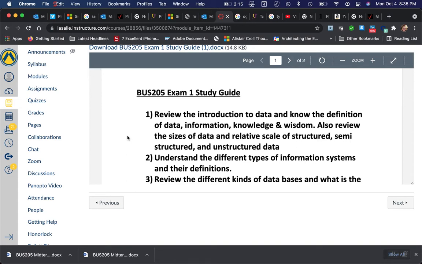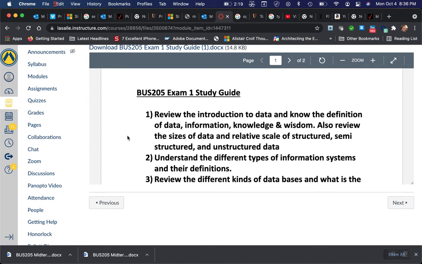Remember, we talked about structured data versus unstructured data. 80% of data is actually unstructured, and 20% is structured. That's a rule of thumb. Also make sure you review the relative size of data. What's greater, a terabyte or a kilobyte? Obviously, the answer is terabyte, and that is in the first presentation we went through.